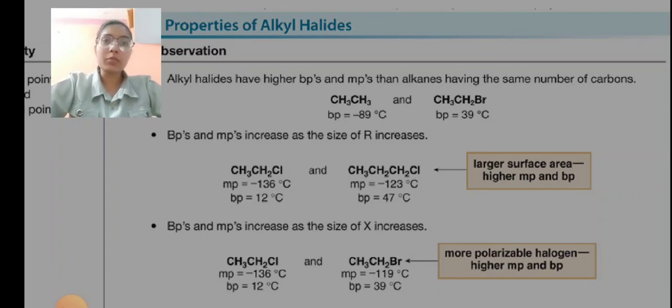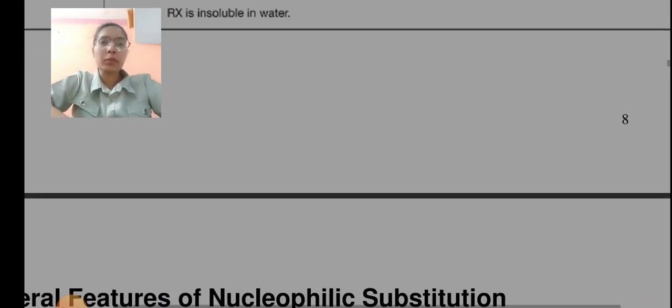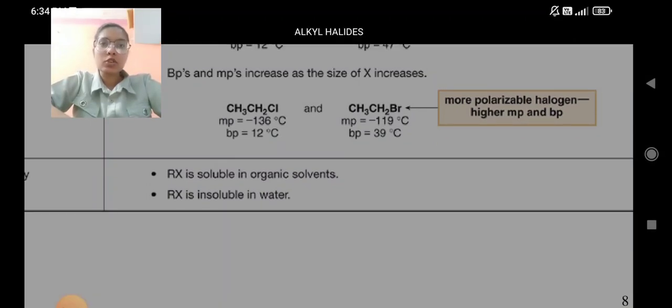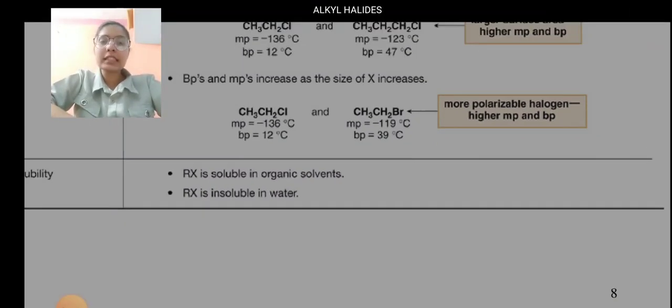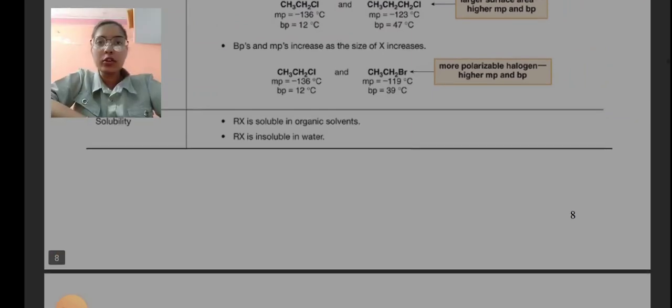Now let's see, melting points and boiling points increase as the size of the halogen atom increases. As we can see in this example, chloroethane has a melting point of minus 136 degrees Celsius and a boiling point of 12 degrees Celsius. And in the case of bromoethane, the melting point is minus 119 degrees Celsius and the boiling point is 39 degrees Celsius. More polarizable halogen, higher melting point and boiling point. RX is soluble in organic solvents. RX is insoluble in water. Here was the solubility factor.